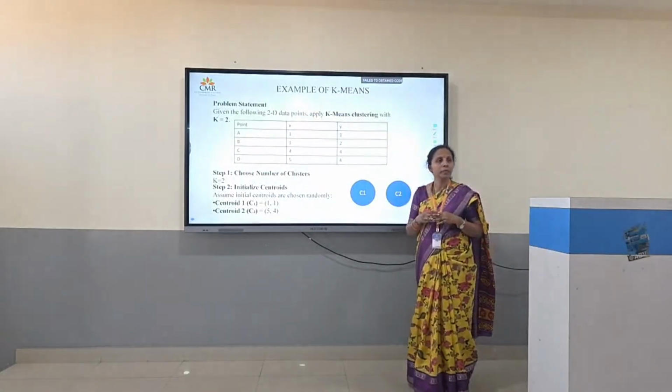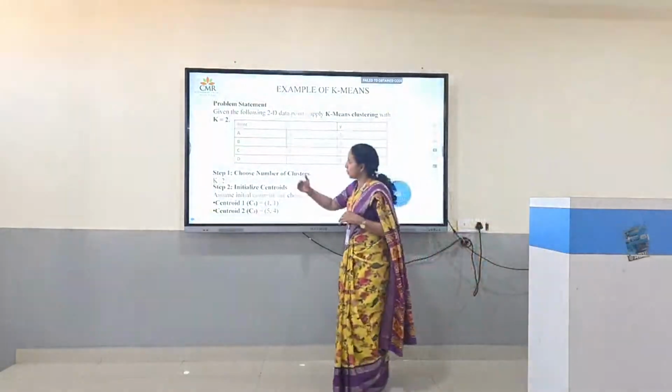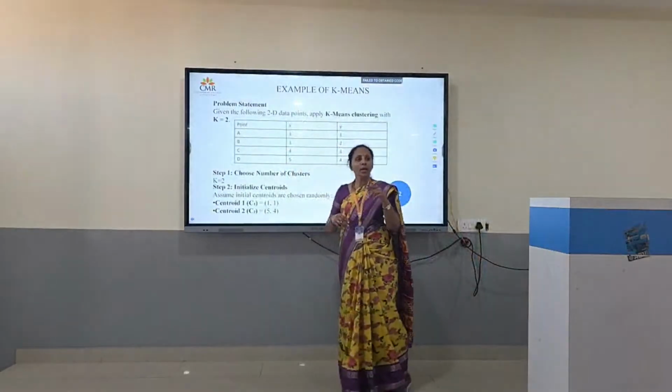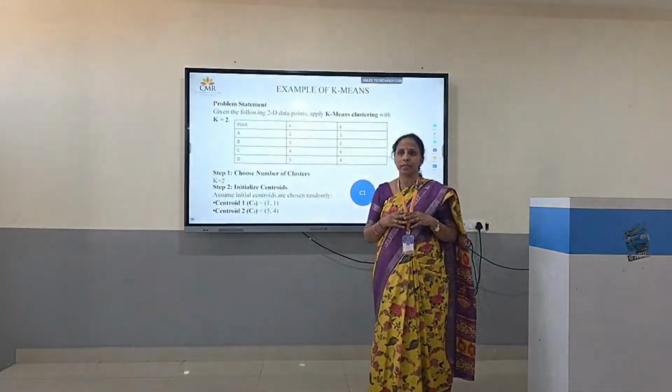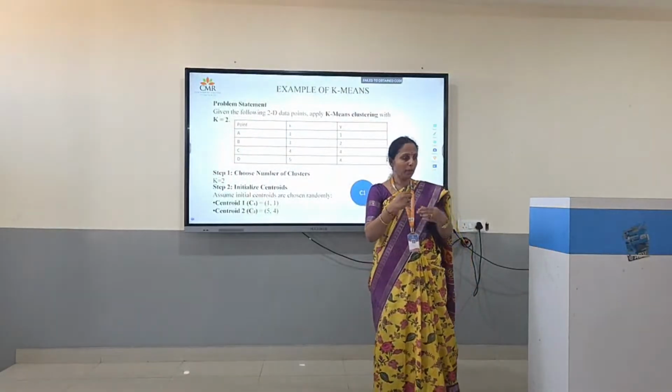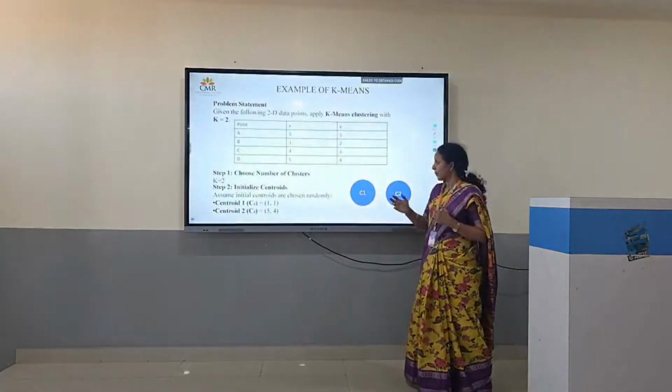Now what do we have to do? Now we have to choose which cluster B and C will move to, based on Euclidean distance. Is that clear? This will be clear if you write along with me.